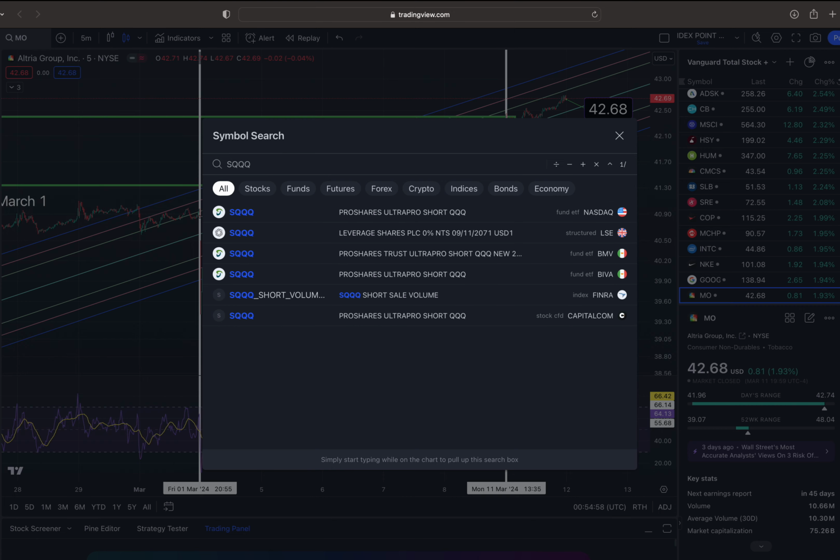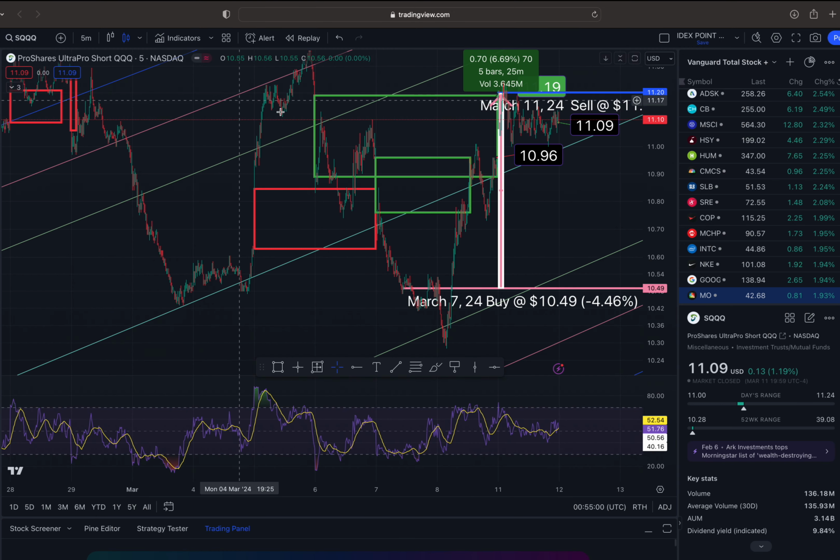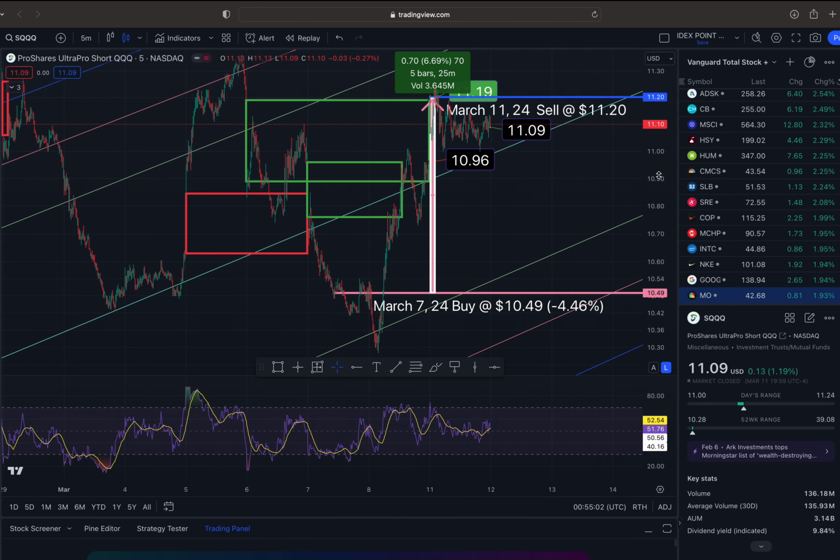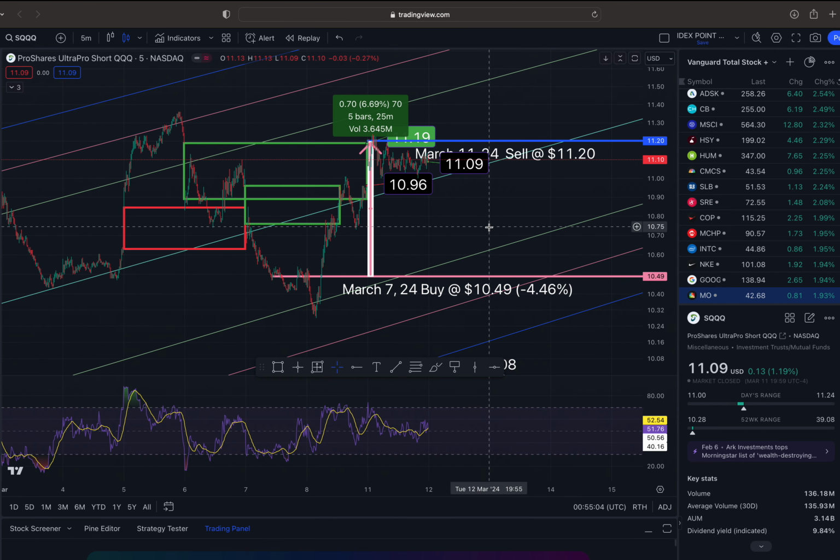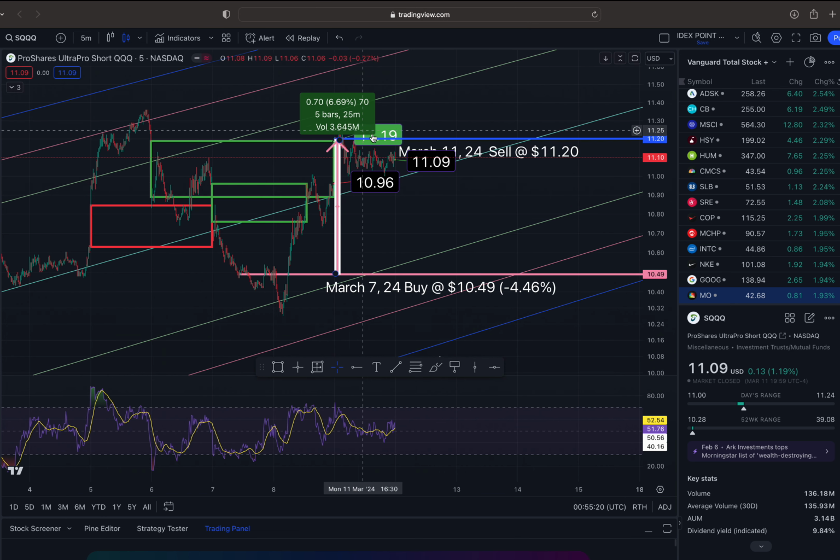And finally, let's recap SQQQ. I mentioned this on Sunday that I traded this. I bought in at 10.49, and look at this, took me all the way down again to this line, and we bounced up. We filled this gap at 10.95, and I set a sell order Sunday night at $11.19.